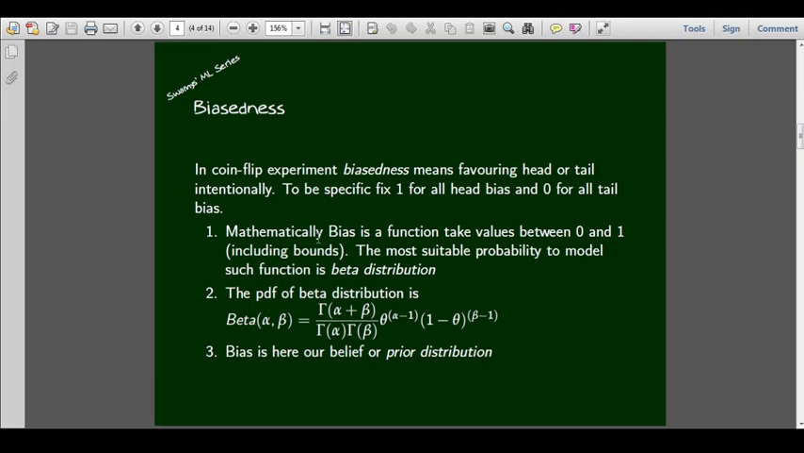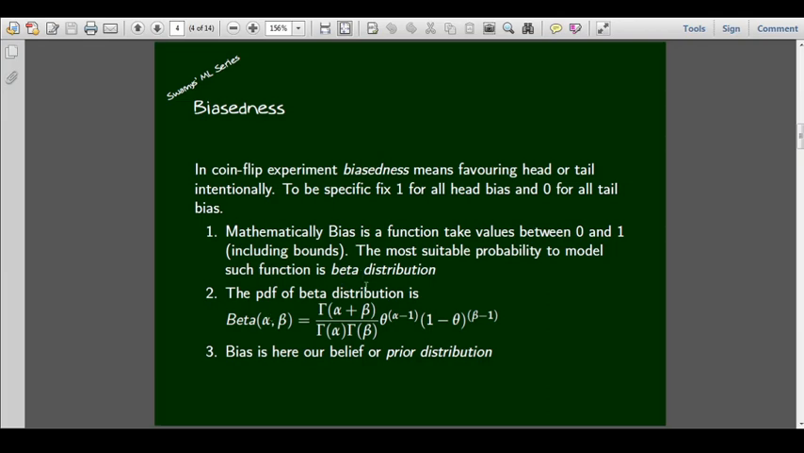That's all. The most suitable probability to model such a function, as I told you, the function that takes values from 0 and 1 can be used to represent bias. That is a mathematical function. A probabilistic function to represent such a function is beta distribution. Then what is beta distribution?